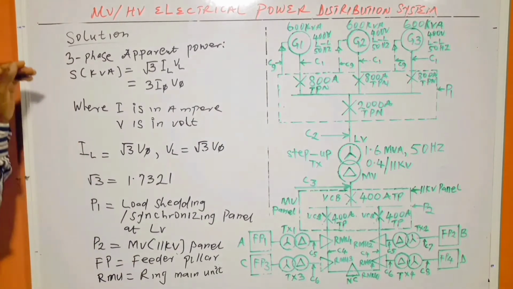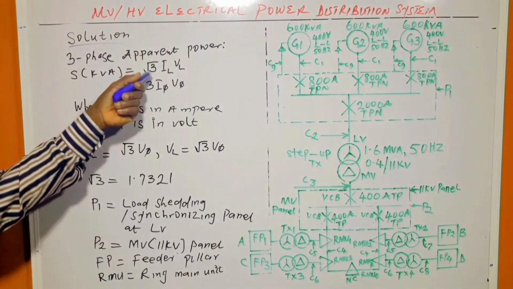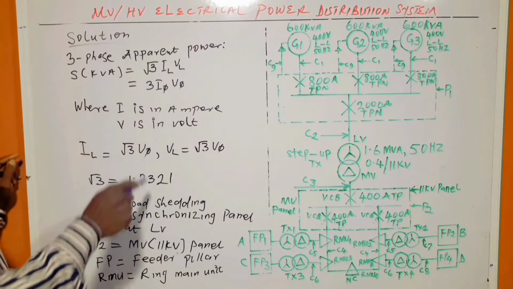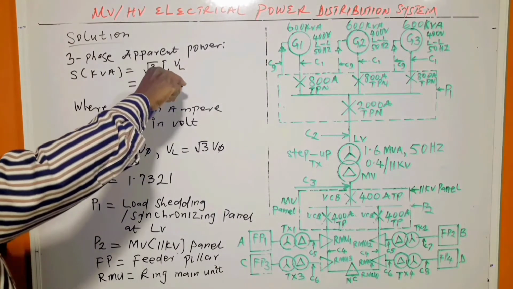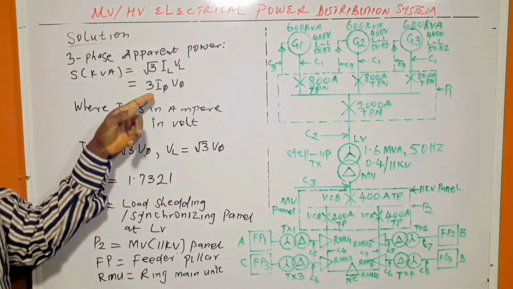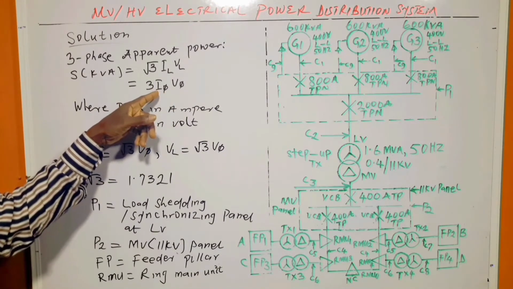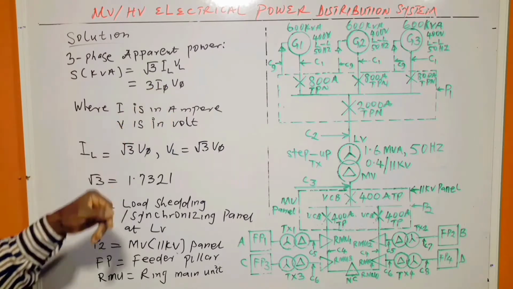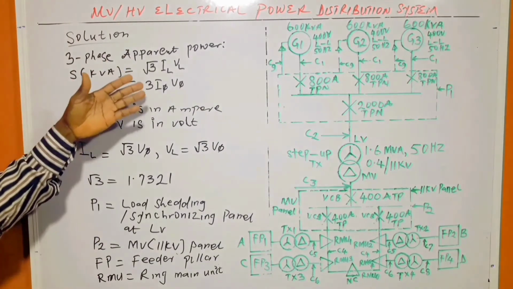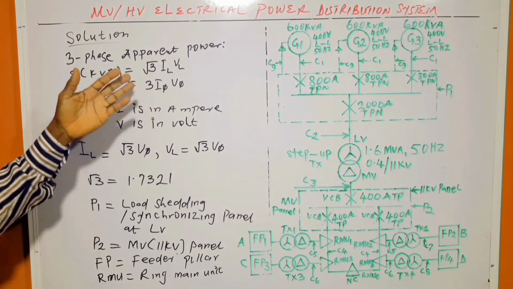For that purpose, three-phase apparent power S in kVA is equal to √3 I_L V_L. I_L is the line current, while V_L is the line voltage, and it's also equal to 3 times I_phase V_phase. That is 3 times phase current and phase voltage. So we can use either of the two formulas to calculate whatever we want.